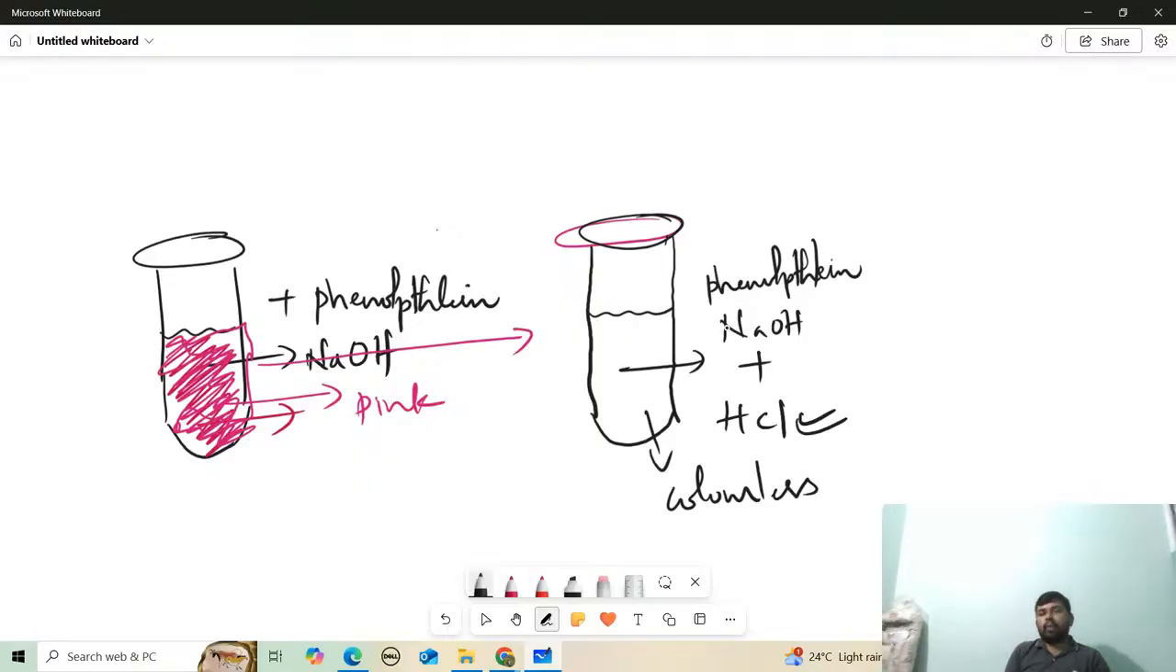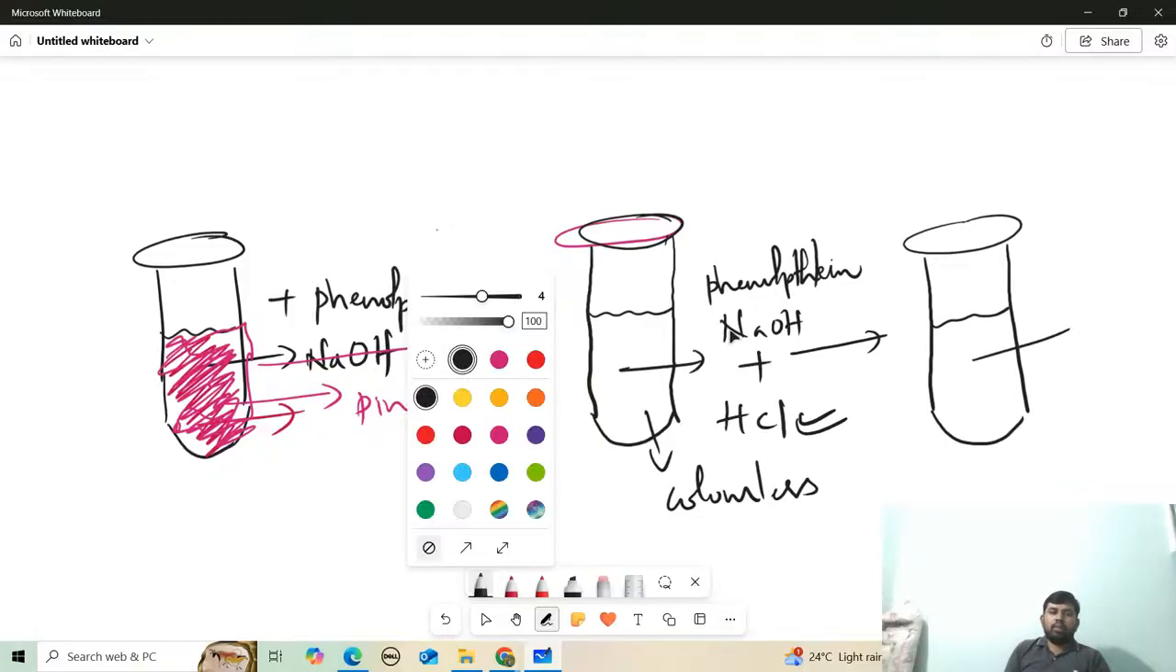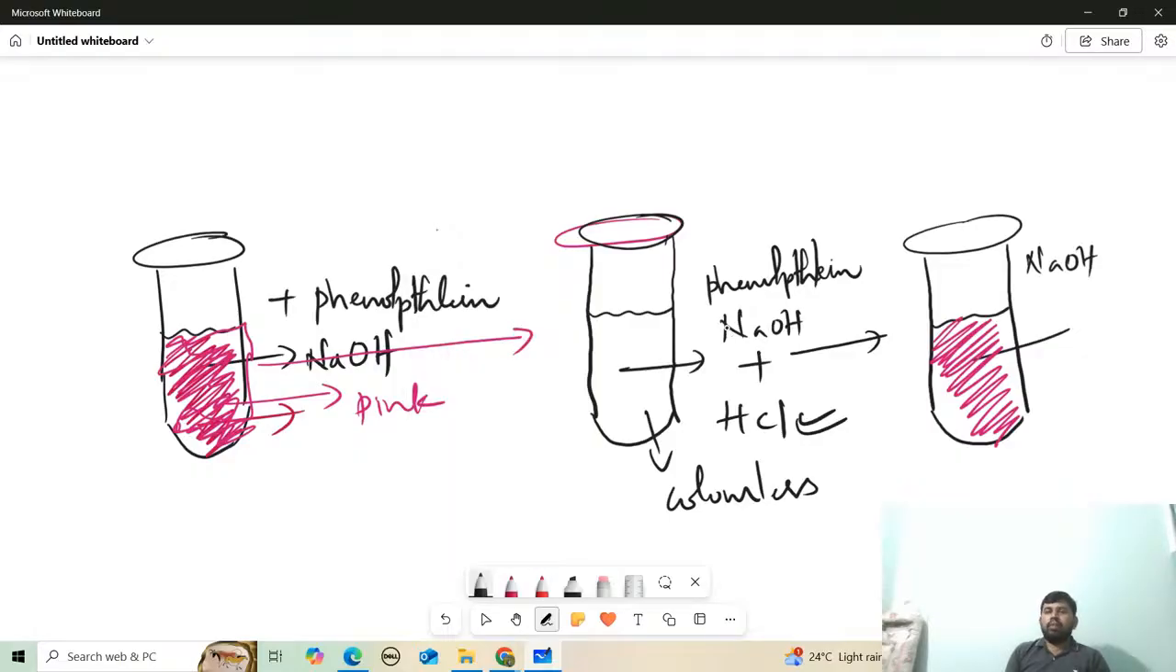Acid is more. Now again we added NaOH, then what happens again? It becomes pink color. Again we added what? At the beginning we have NaOH, then we added HCl, and neutralization occurs. Now again we are adding NaOH. So what can we say here?